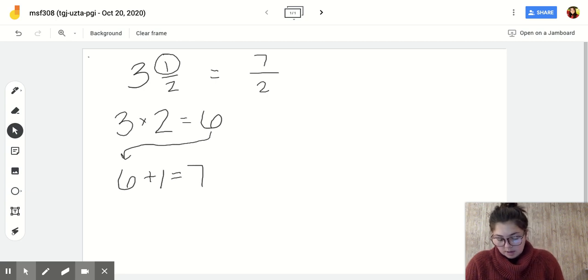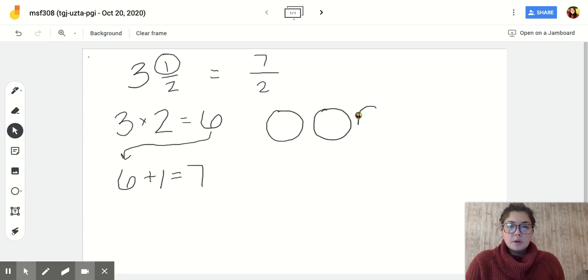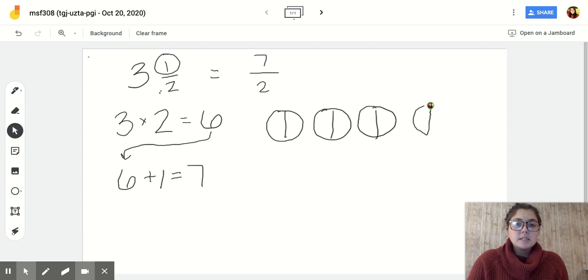And if we want to use a picture just to double check our work, we can say that we've got 1, 2, 3 wholes, and I'm going to divide them into 2 pieces because that's our denominator over here. So we have those 3, and then we can't forget about our 1/2. So we know that 2 gets to stay as our denominator right here, but let's count up how many pieces we have. We have 1, 2, 3, 4, 5, 6, 7. So it's a really good way to double check our work.